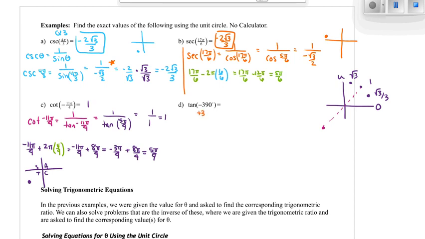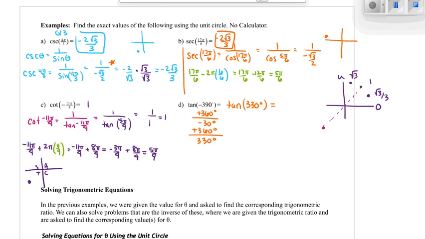So we're going to find the coterminal angle. So 360, if we add that to negative 390, we get negative 30 degrees. So add another 360 degrees to get 330 degrees. So the tangent of negative 390 is equal to the tangent of 330 degrees.